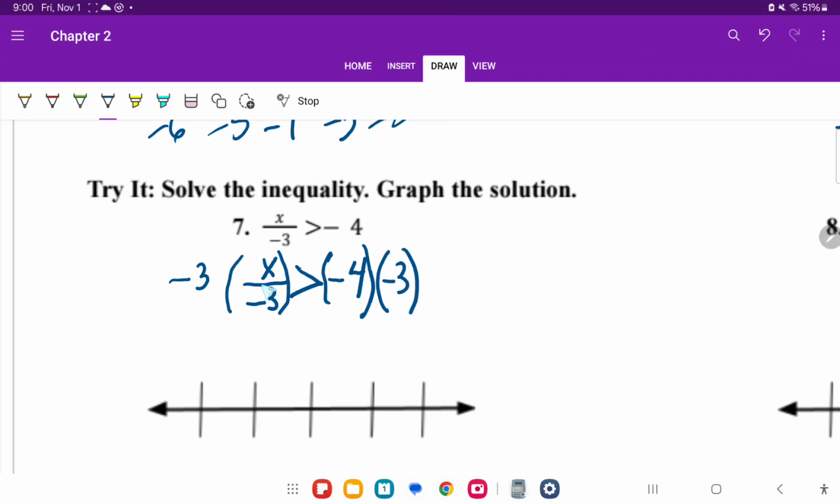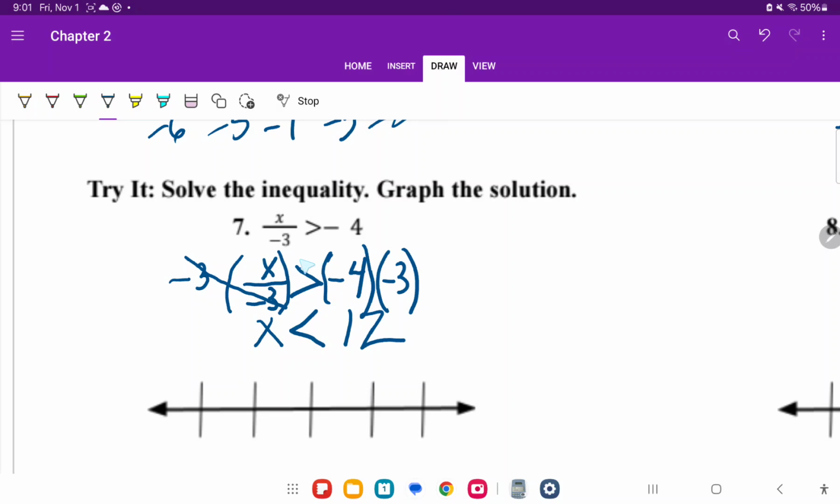So what do we do here? When we multiply by the -3, what happens? Yes. So what happens right here with that symbol? It flips. So instead of being greater than, it's less than. And then what is -4 times -3? A negative times a negative gives us, it's just 12.